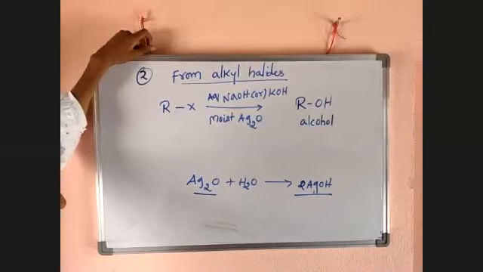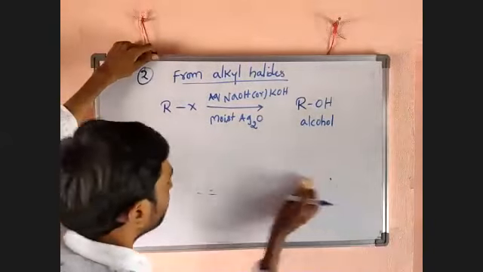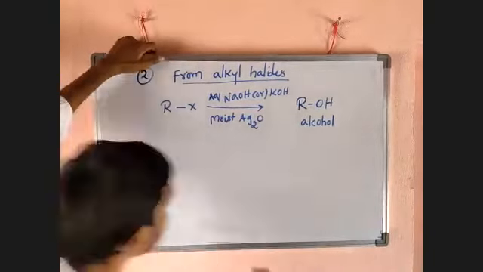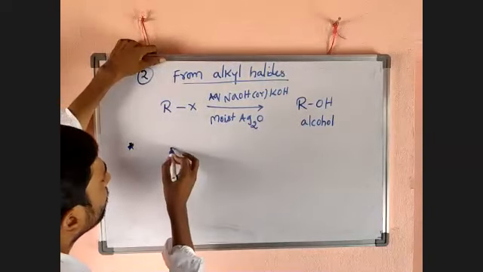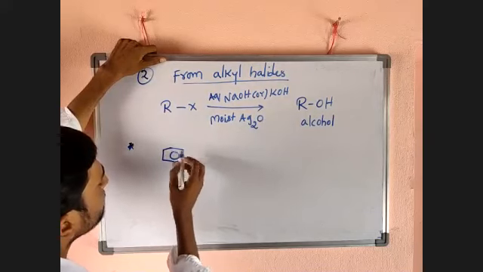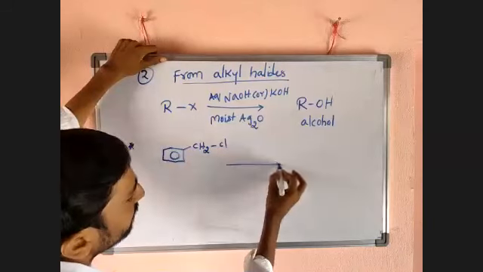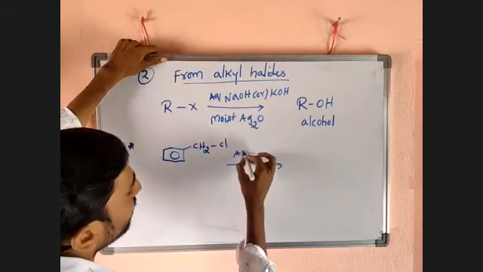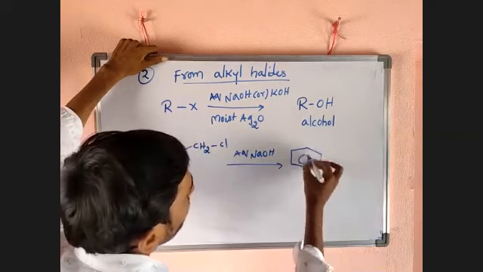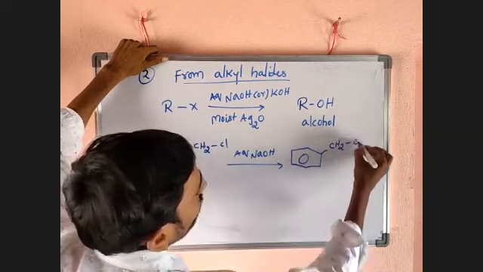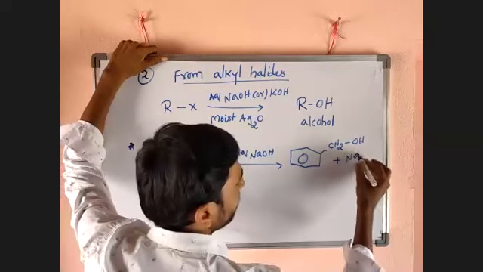Like that is the preparation. We already discussed this in the properties of alkyl halides. So we will take certain examples. If you take benzyl chloride, when it is treated with aqueous NaOH, you will simply get CH2OH, benzyl alcohol, plus NaCl.